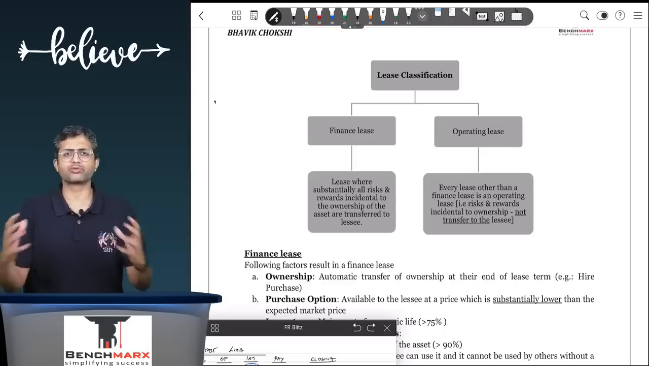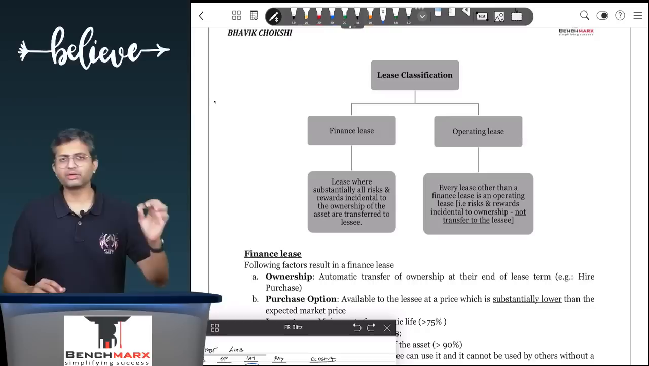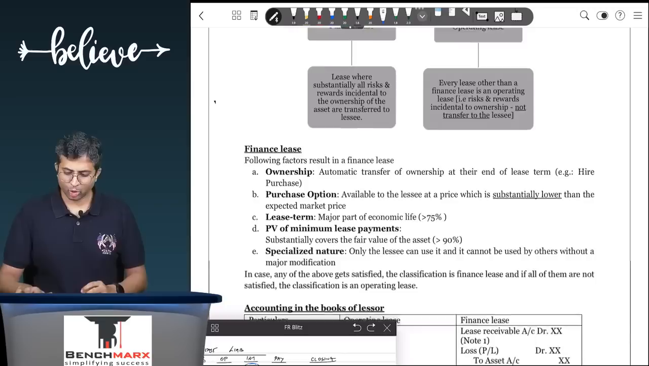So these are the criteria. If any one of them gets triggered, it is a finance lease. If none of them are met, then it is an operating lease. So over here, operating lease has been negatively defined. So if a particular lease is not a finance lease, it by default becomes an operating lease.